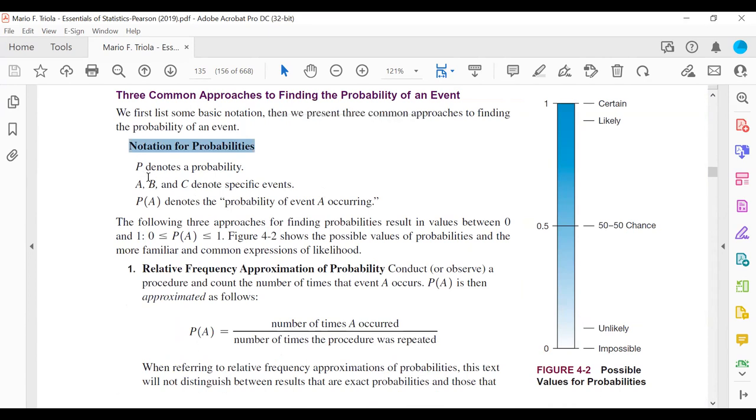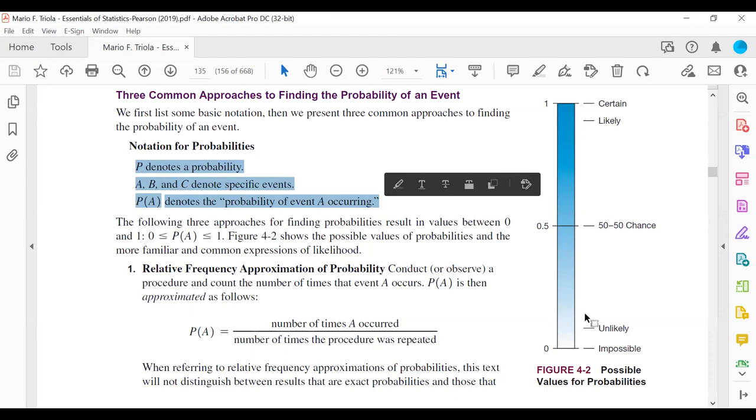We use a capital P, like I showed you. Capital P denotes a probability, and we use capital letters A, B, and C to denote a specific event. In our case, it was win. And then you write a capital P, parenthesis, and you put the event inside, just like we did here. P of win or P of lose. That means the probability of losing occurring, the probability of winning occurring. So those are the notations that we're going to be using to denote probability.